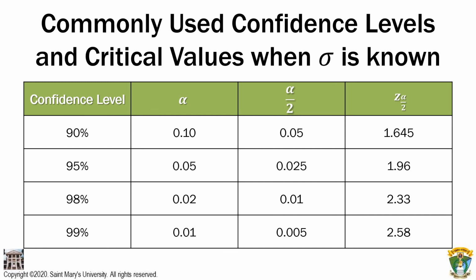Our critical value when the confidence level is 90% would be 1.645. For a confidence level of 95%, the critical value is 1.96. For a confidence level of 98%, our critical value is 2.33. And when our confidence level is 99%, our critical value is 2.58.